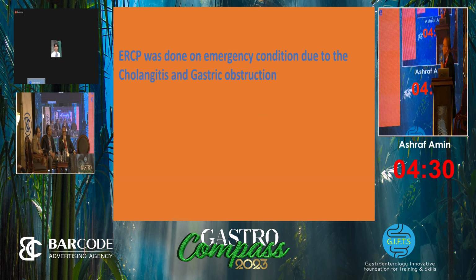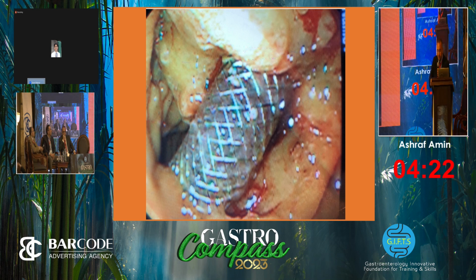So we did ERCP on an emergency basis due to the cholangitis and obstruction. This is the view we found in the ERCP. The stent was migrated to the duodenal wall, and it was impacted. So there is obstruction, and this stent is non-functioning because the bilirubin was increased and the patient had cholangitis.